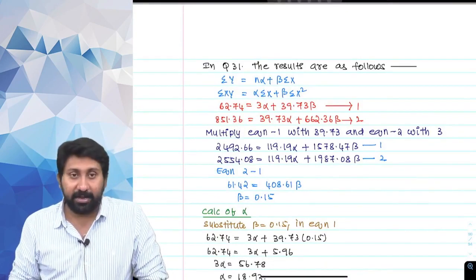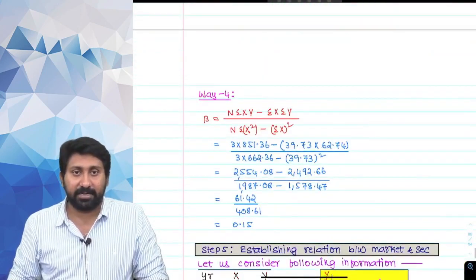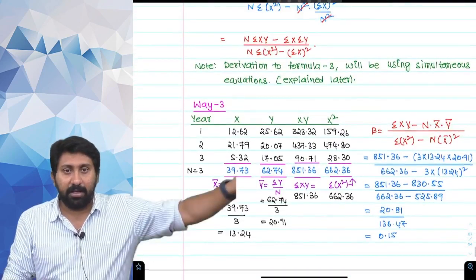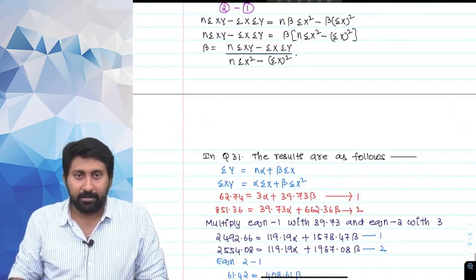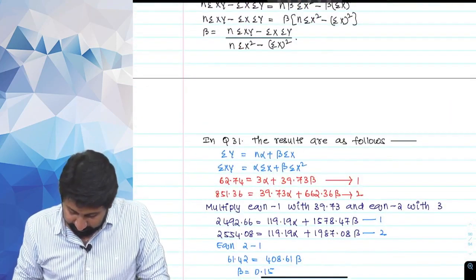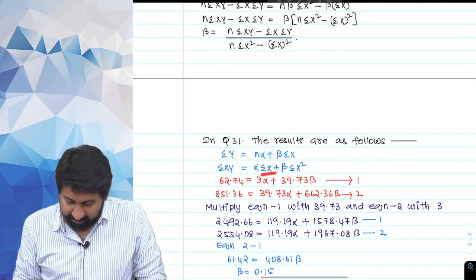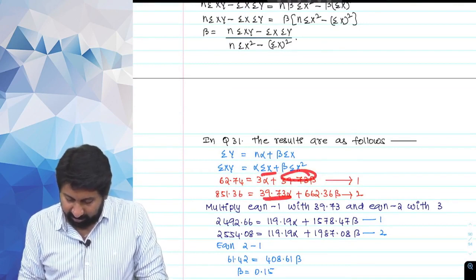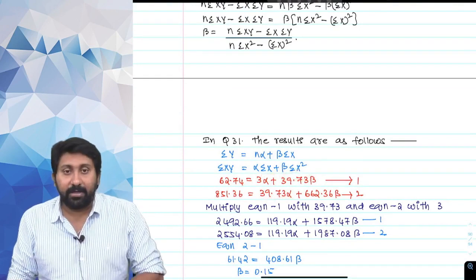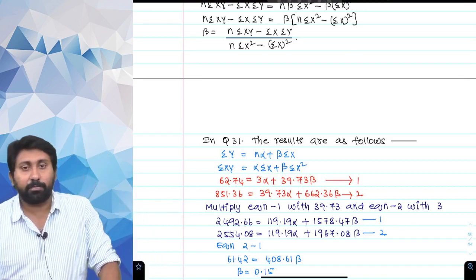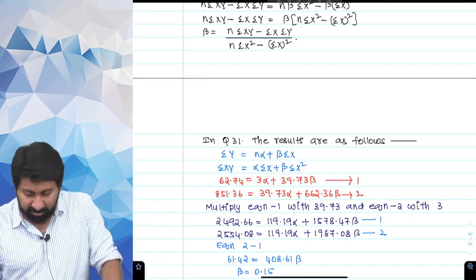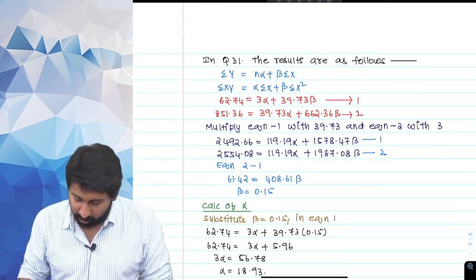Okay, sigma xy, xy multiplied for that sigma, 851.36. Next, alpha, we don't know. Sigma x, 39.73, already you have done here. Next, sigma x square, 662.36 beta. So this is equation 2. So 2 minus 1.